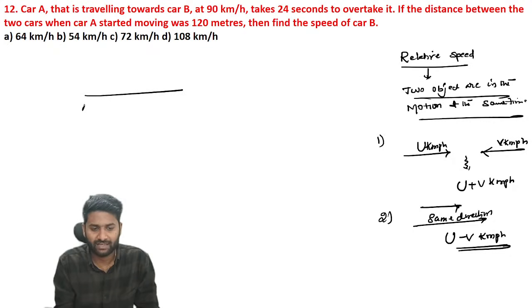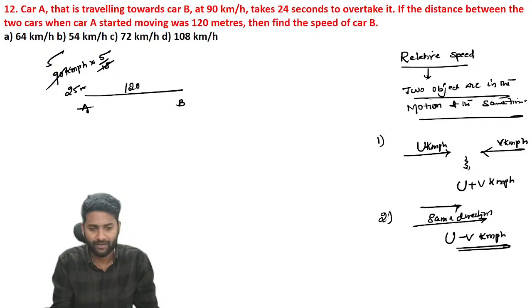Let's take car A here and car B here, and the distance between car A and car B is 120. Car A is traveling at 90 kilometer per hour. Converting into meter per second, multiply by 5 over 18, this is 25 meter per second. And car B we can take as x meter per second.